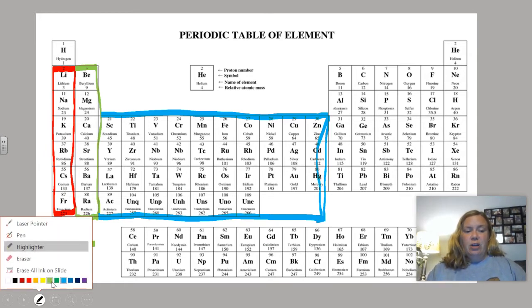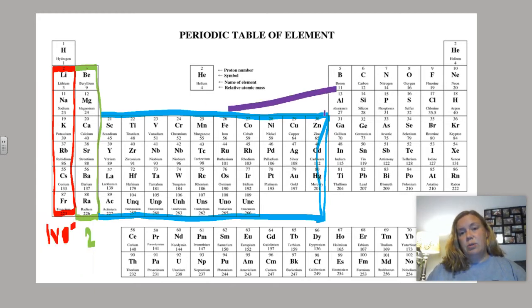If we keep moving on, we're going to go over to the halogens. Halogens are here in this section. The halogens are a little bit different because they have 7 valence electrons.